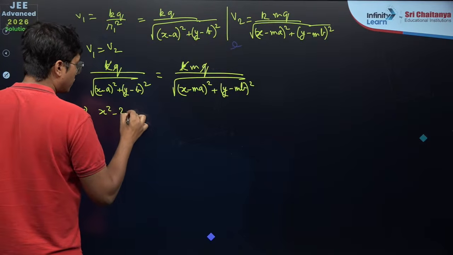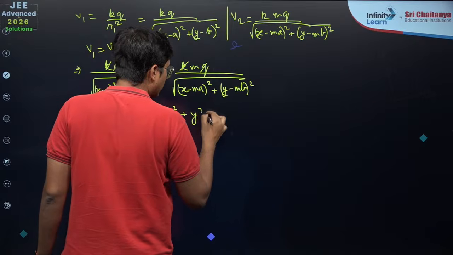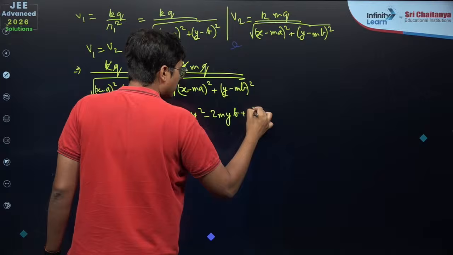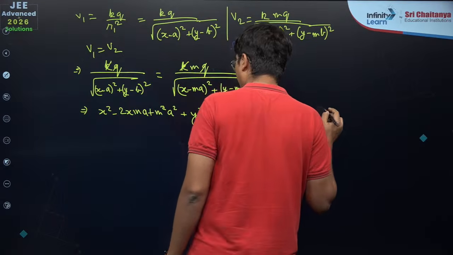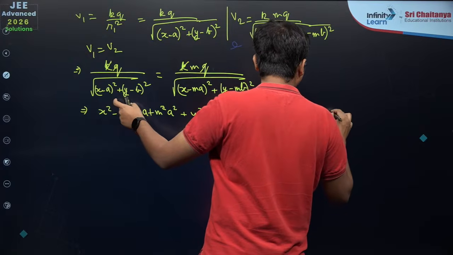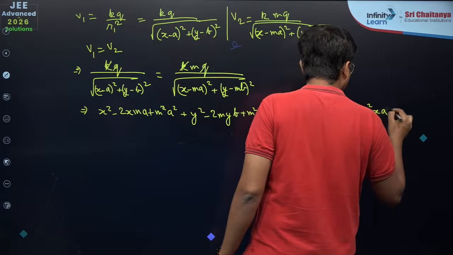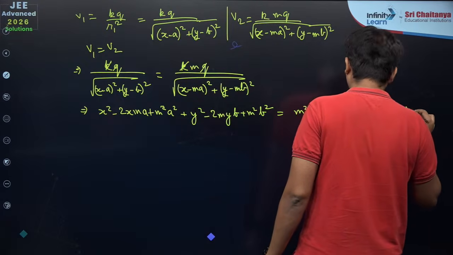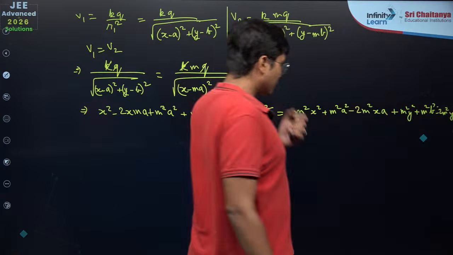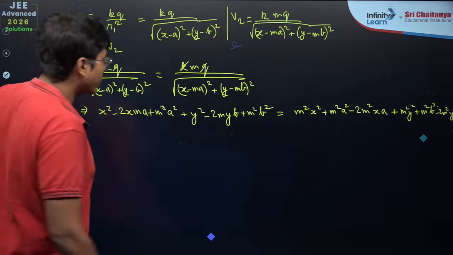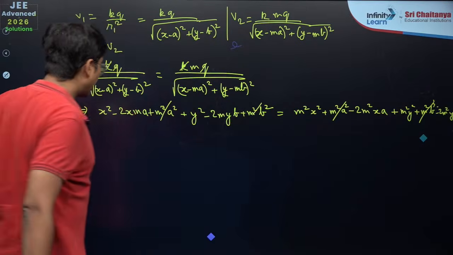You have x squared minus 2xma plus m squared a squared, basically this cross multiplied there, plus y squared minus 2myb plus m squared b squared, is equal to, when you send it over there, m squared multiplied with x squared plus m squared a squared minus 2 m squared xa plus m squared y squared plus m squared b squared minus 2 m squared yb. This is what we get. Big long equation. Some stuff can be cancelled out. M squared a squared can be taken out. M squared b squared is there, right? That should be taken out. That goes out.